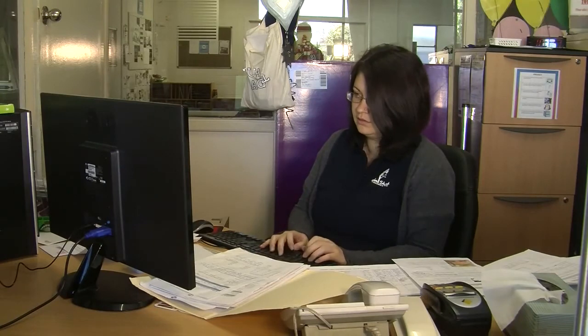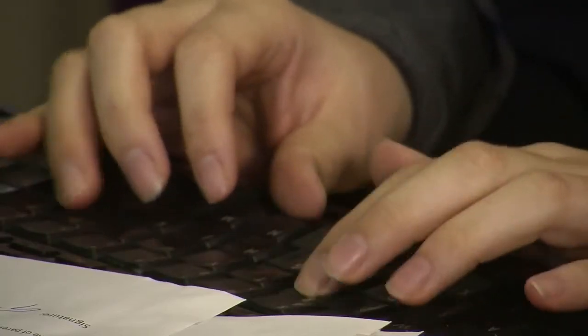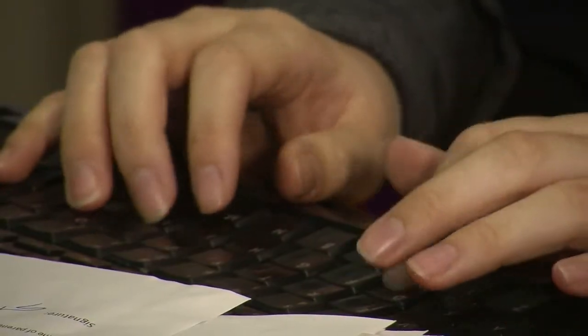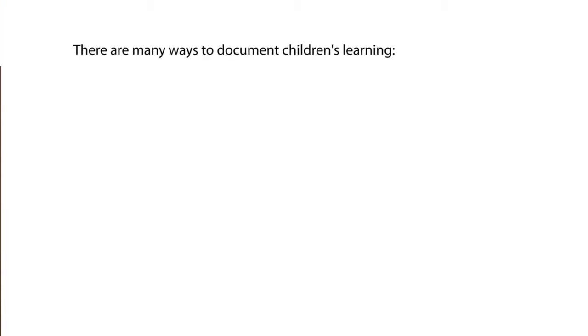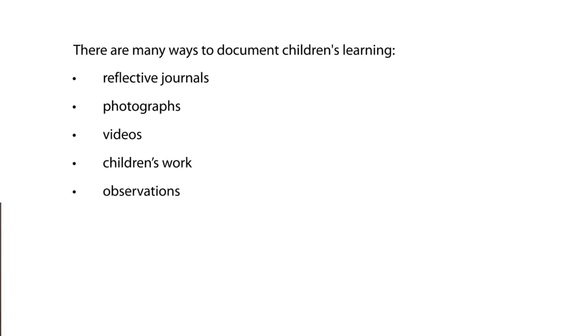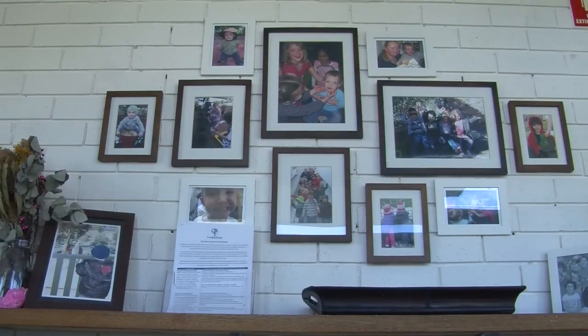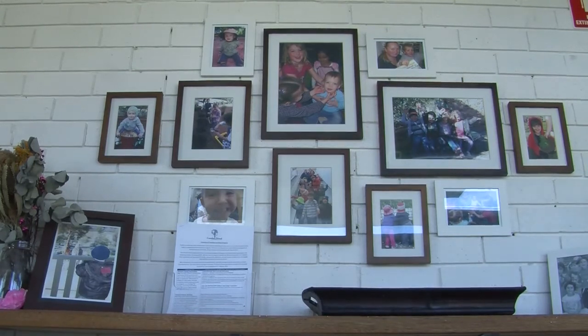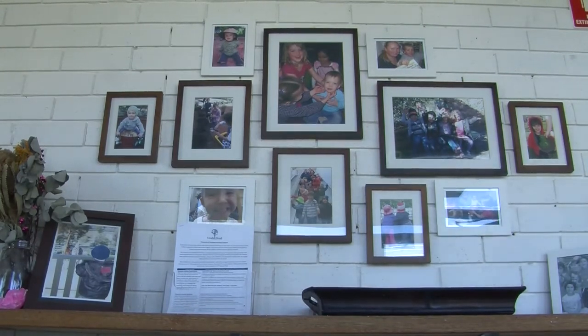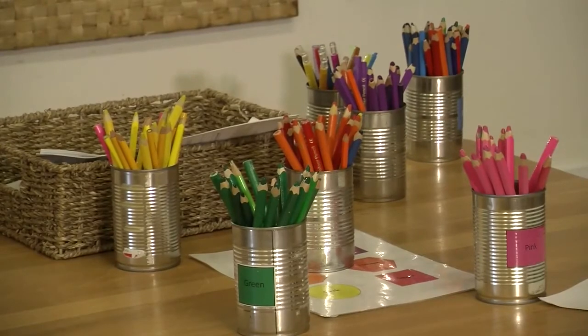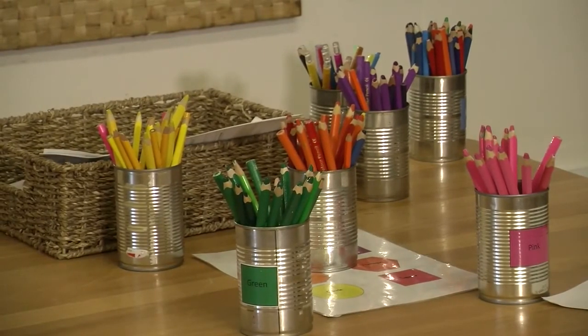There are many ways to document children's learning and the cycle of observing, planning, reflecting and evaluating. Examples include reflective journals, photographs, videos, children's work, observations, portfolios, narratives, learning stories, the list goes on. The key thing to remember is that it's not the amount of documentation you have or how immaculately or colourfully the information is presented, but how the documentation is used.